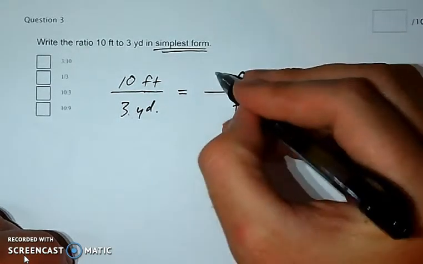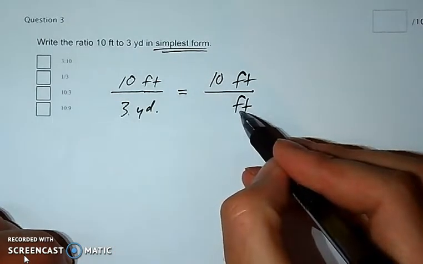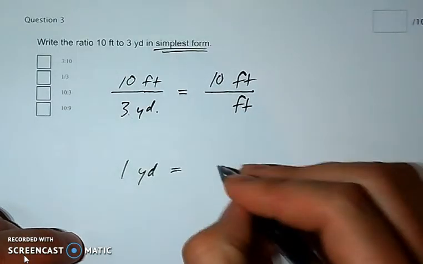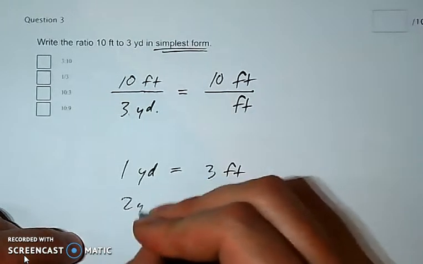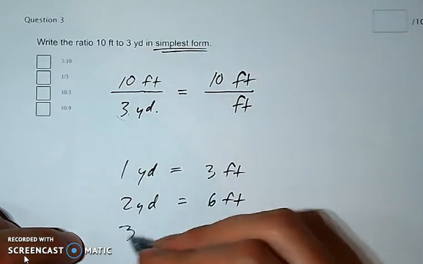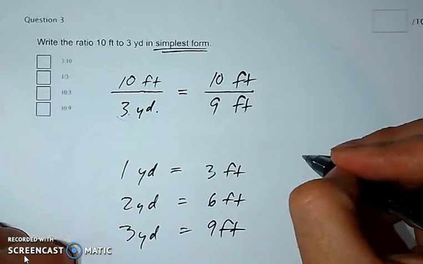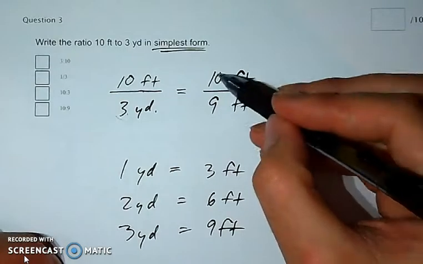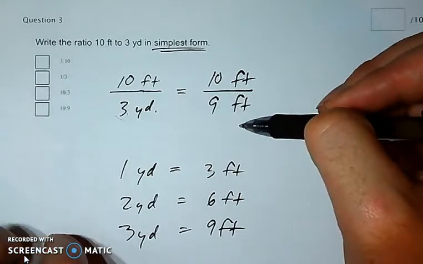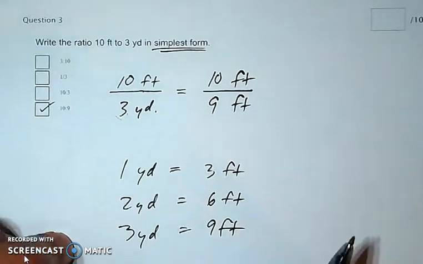Nothing changes in the numerator, but in the denominator, we need to change 3 yards into a certain number of feet. And as you recall, 1 yard is equal to 3 feet. 2 yards would therefore be 6 feet. And we're looking for 3 yards, which would be 9 feet, right? And then we have 10 over 9. We ask ourselves, can we reduce this? Can we simplify that any further? And if you know about the factors of 10 and 9, you realize that no, you cannot. So 10 to 9 is our best answer here.